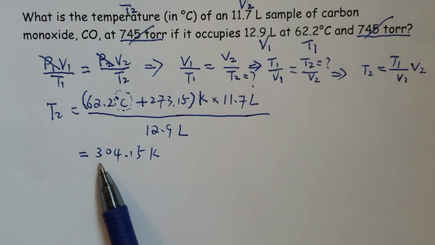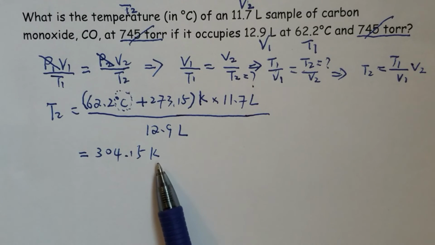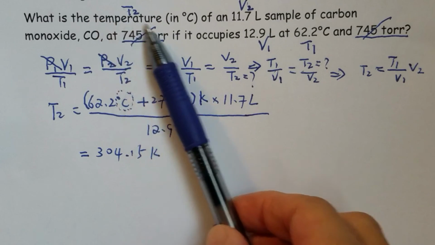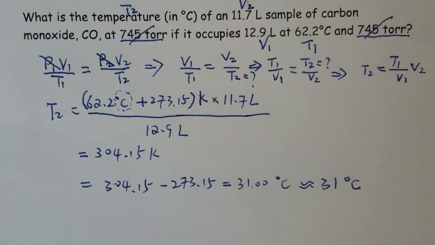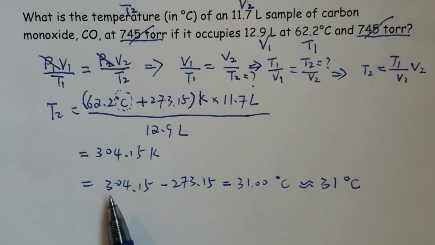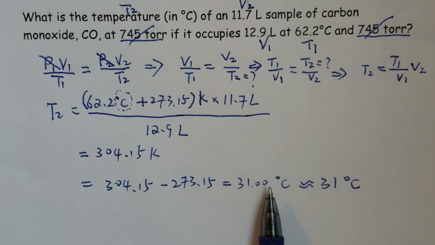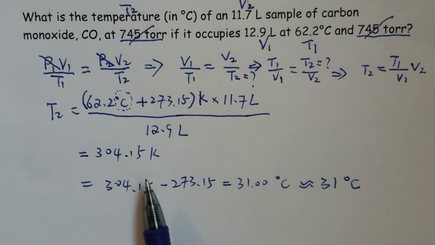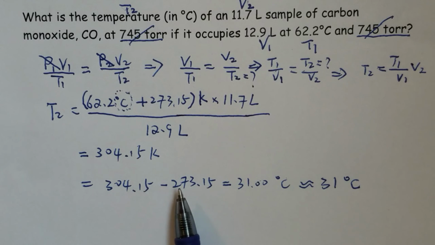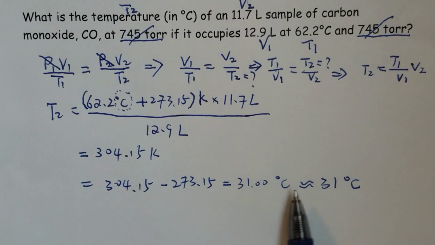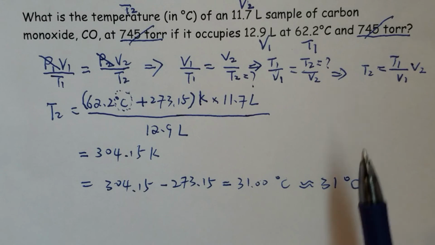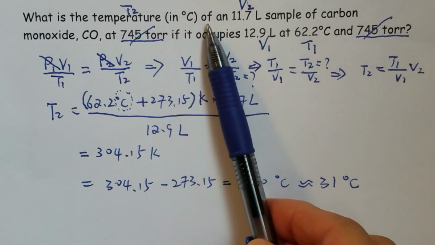This gives us 304 Kelvin. But what is asked in this question is the temperature in degrees Celsius. So we have to convert the Kelvin to Celsius. So Kelvin subtracted by 273.15, and we get 31 degrees Celsius. That should be the temperature asked in this question.